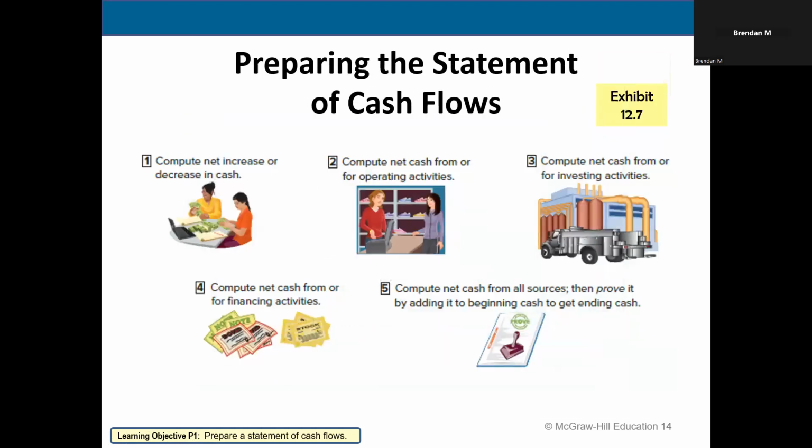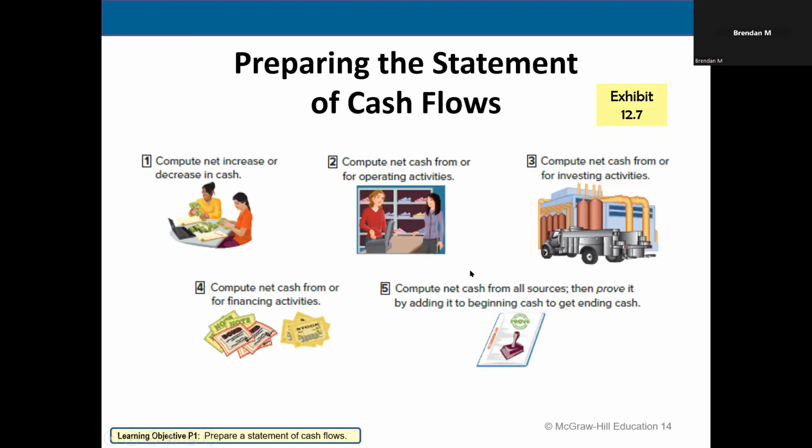Preparing the statement of cash flows. The statement of cash flows can look a little intimidating at first, but again, we're going to divide and conquer. We're going to first do the operating piece, then the investing piece, and then the financing piece.